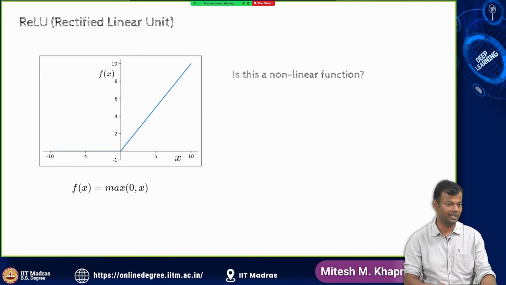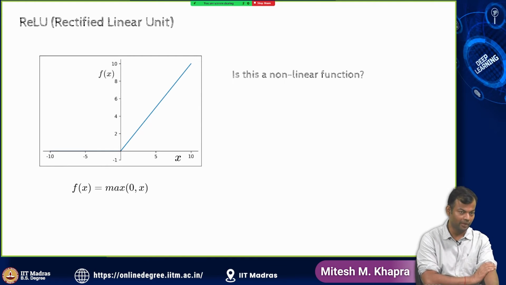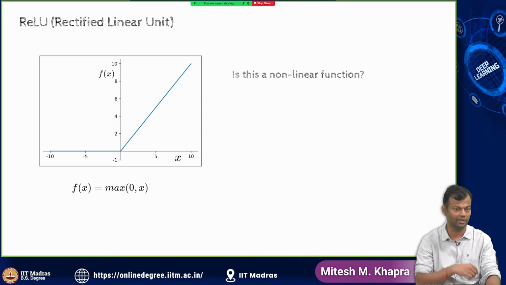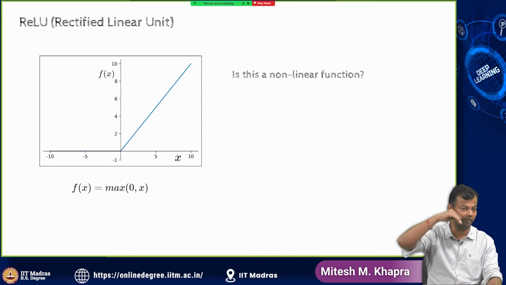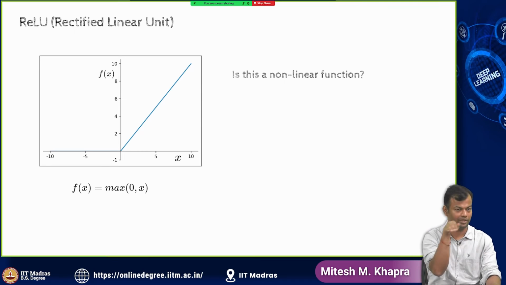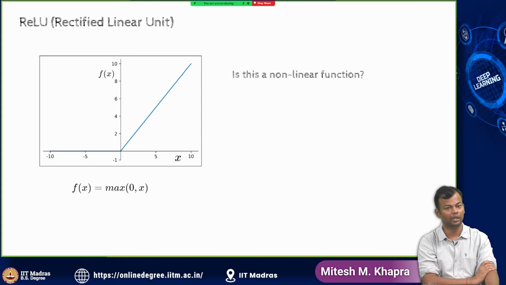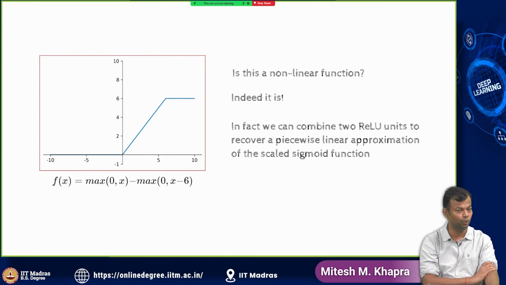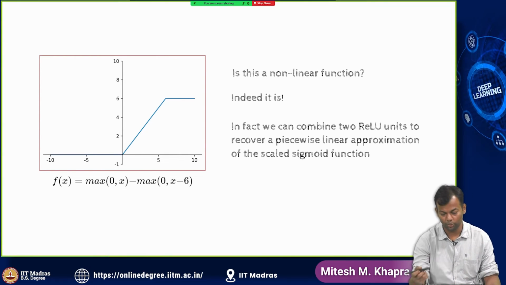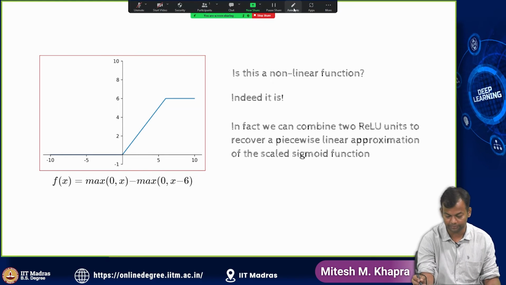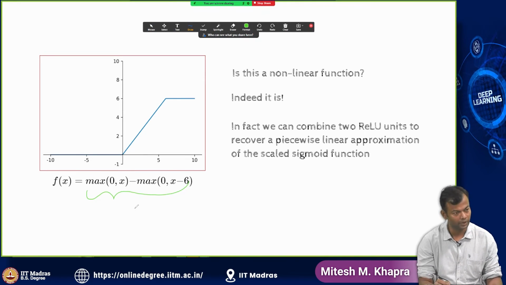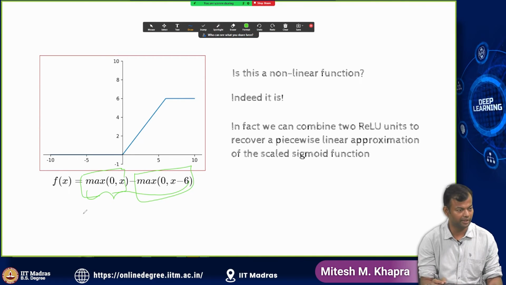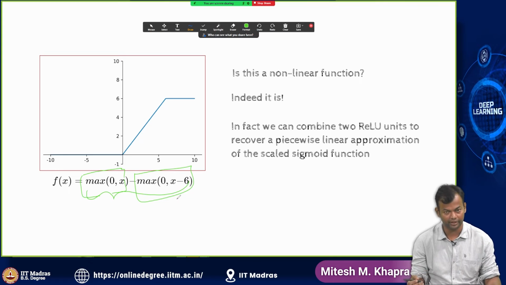So the first question is, is this really a non-linear function? Indeed it is a non-linear function. The max function, the way it is shown here, is a non-linear function. A linear function would just behave linearly on both sides, but on the negative side, you have clamped it. And in fact you can show that if we combine two ReLU units, right? So these are two ReLU units that I have combined, this is a ReLU function and this is another ReLU function, and I have just taken the difference between these two, right? So you could think of it in terms of neurons.